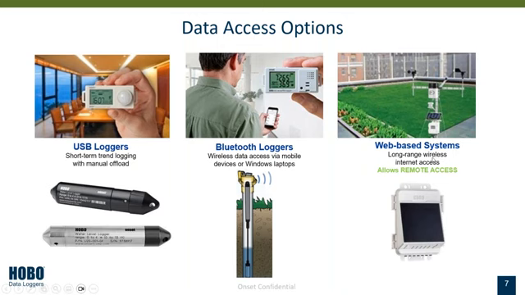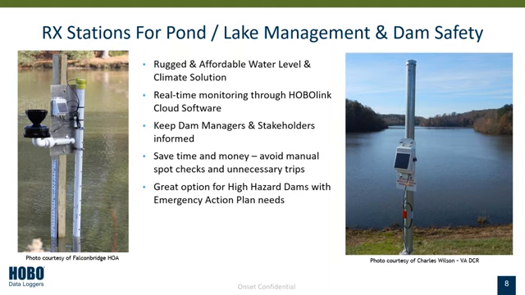And then our web-based systems, which we're going to get into with our RX station. So one of the areas that our RX stations or our cellular-based stations do really well in is around dams for pond and lake management or for dam safety purposes. And one of the reasons for that is we offer a very robust and rugged, affordable water level and climate station. And what makes it somewhat unique is that they can do both water level and climate on this one station. So you can see a couple pictures here.